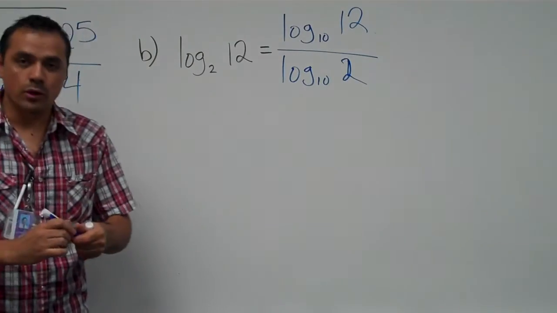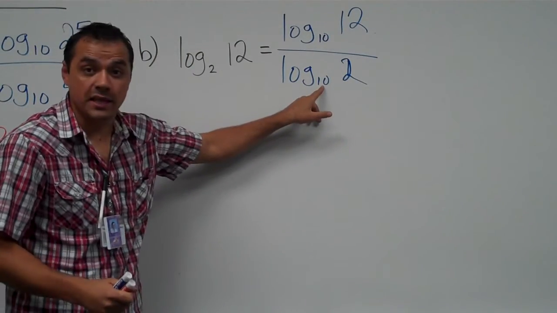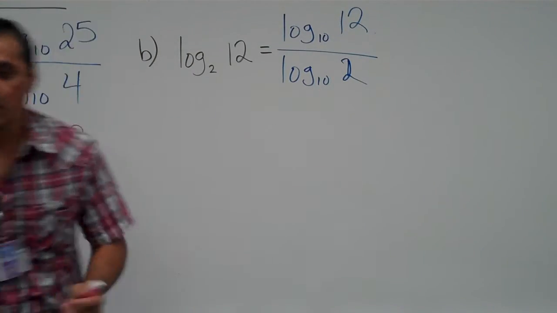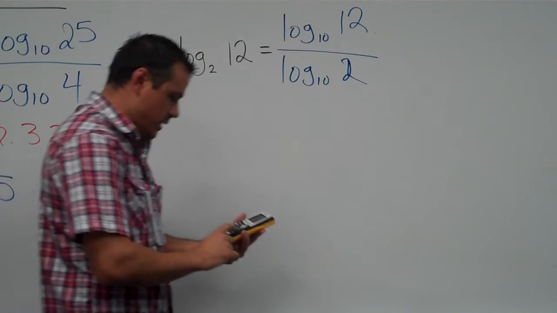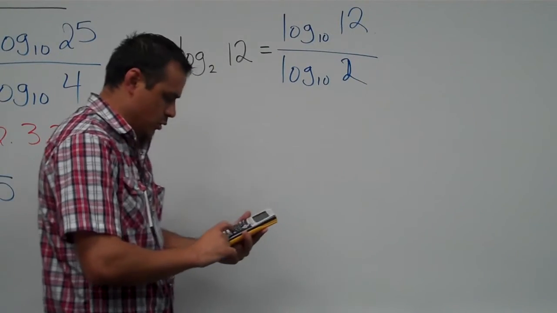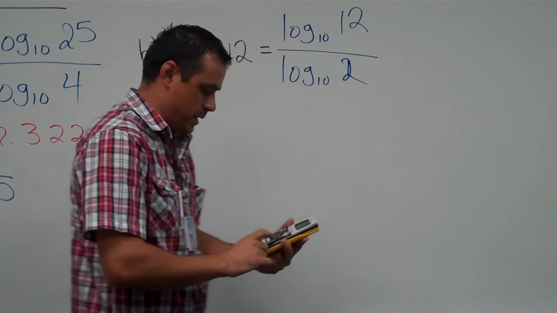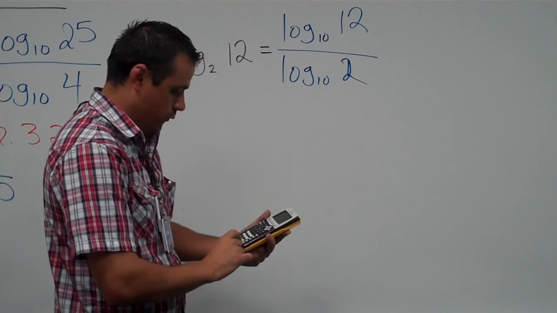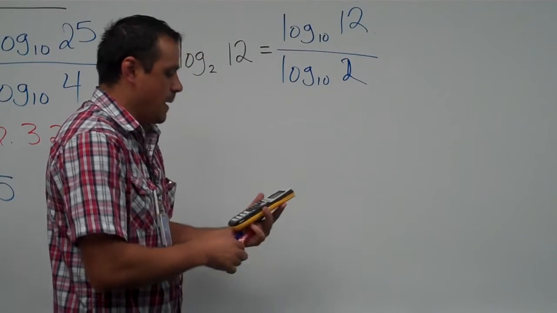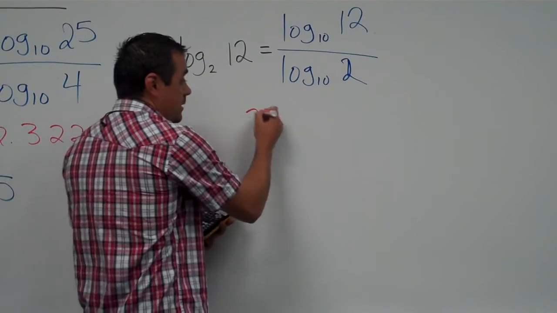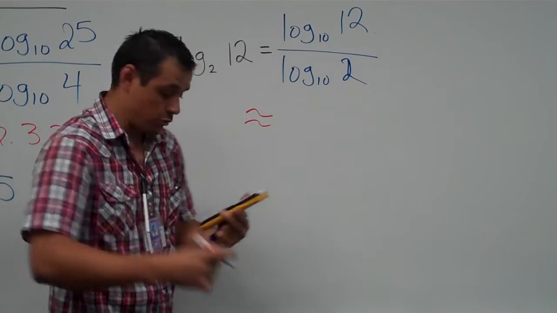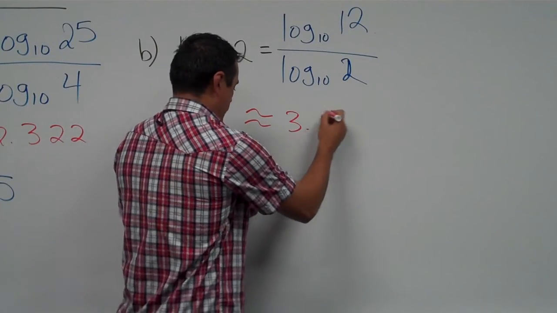Now remember, in your calculator, you're not going to see this 10. You assume it's there. Let's just go ahead and plug it in and see what we get. Log of 12 divided by log of 2, and it gives me about, once again, we're going to use 3 decimals, 3.585.